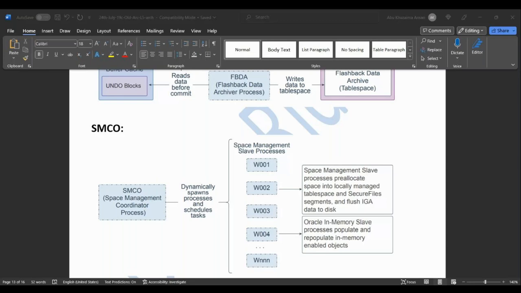Okay, so the Wnnn processes are slave processes, and these processes actually do the space management in your database.